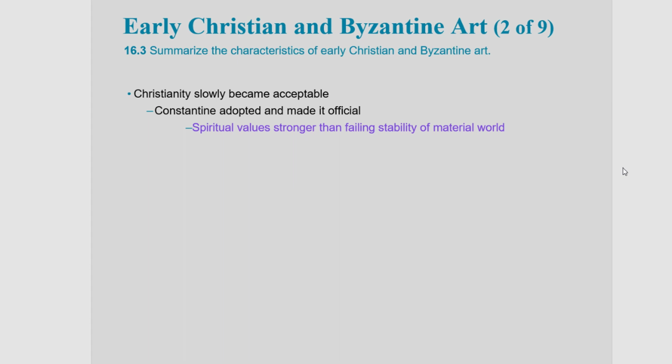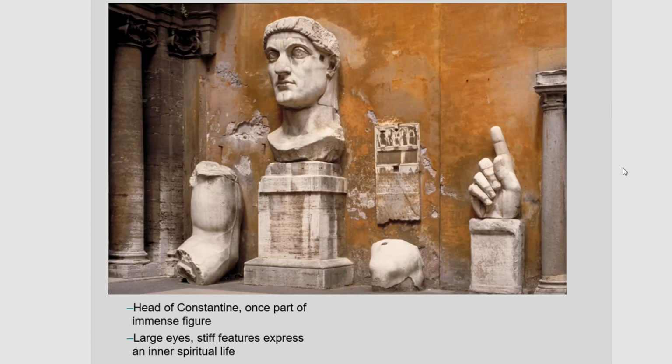So Christianity, of course, slowly becomes acceptable in Rome, and then Constantine eventually becomes Christian, and makes it an official religion. The whole idea of Christian art is that the spiritual values are stronger than the failing stability of the material world. So your material self is not as important as your spiritual self. And you can see that in the art. And that's the reason. It's not because the artists were crappier. It's because that's the culture, right? That's what's important.